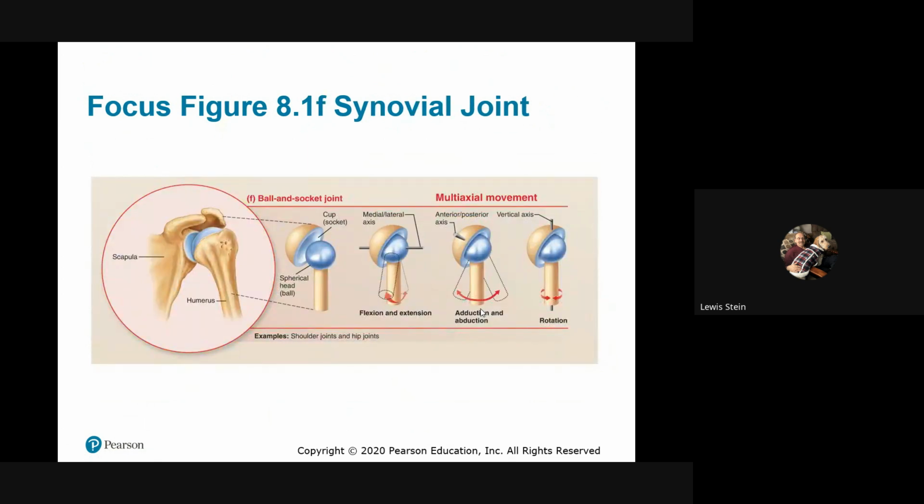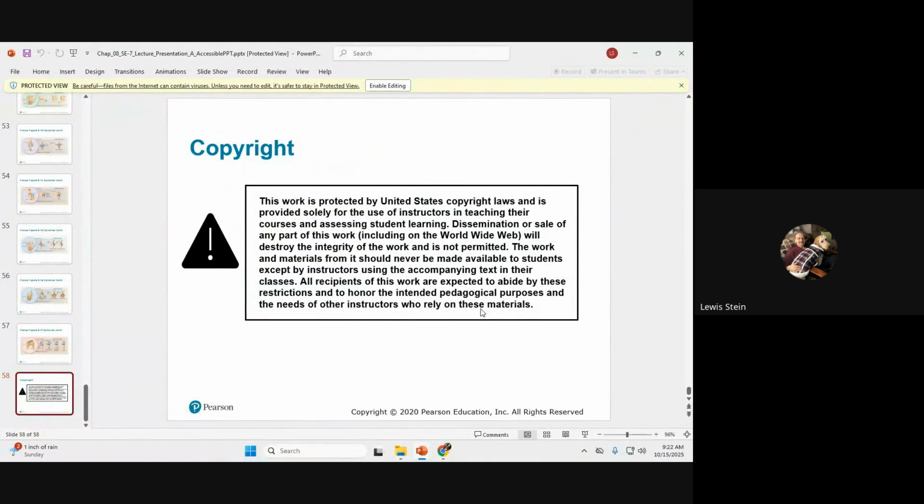And there's only two multi-axial joints: the hip and the shoulder. Period. Voila. We got all that taken care of.